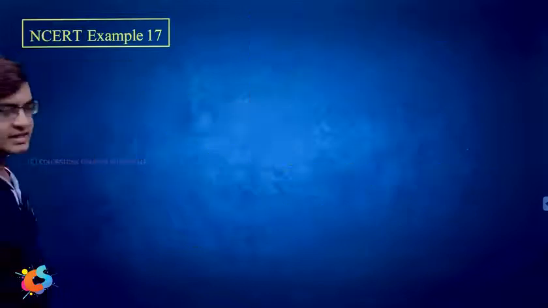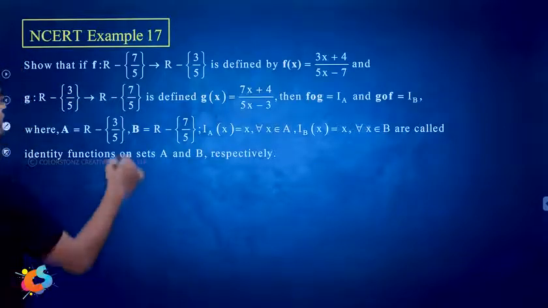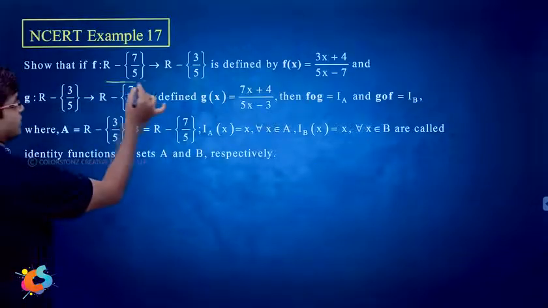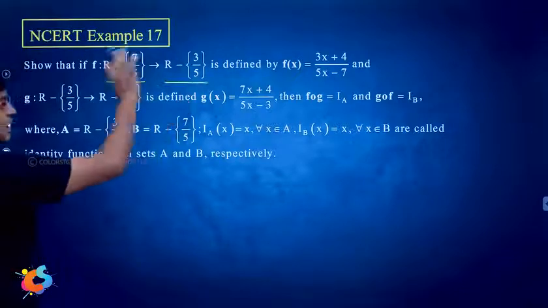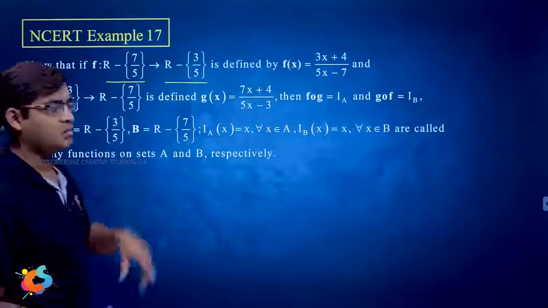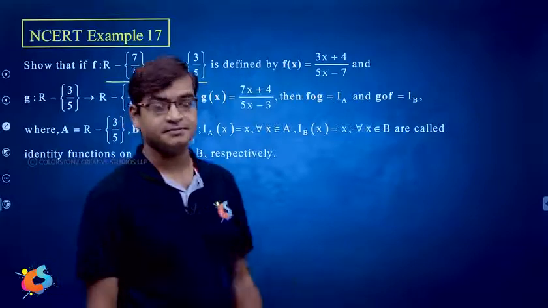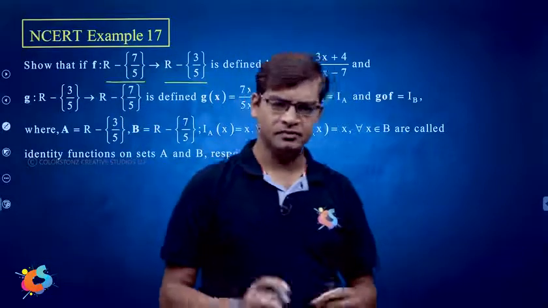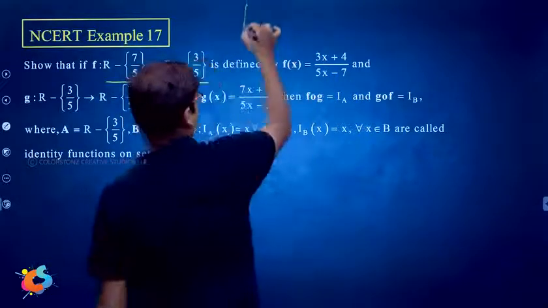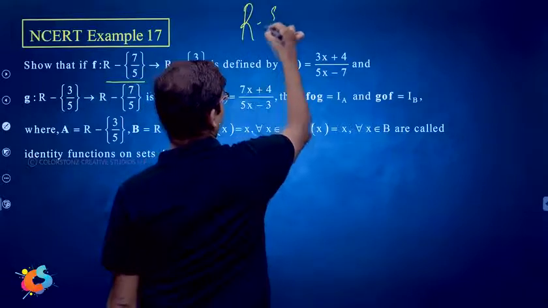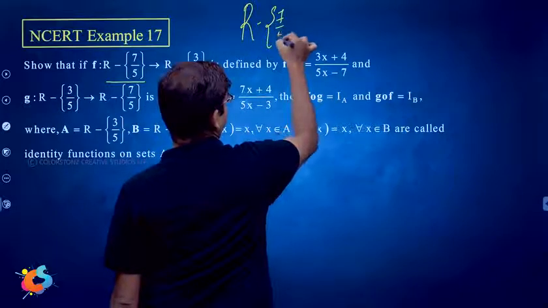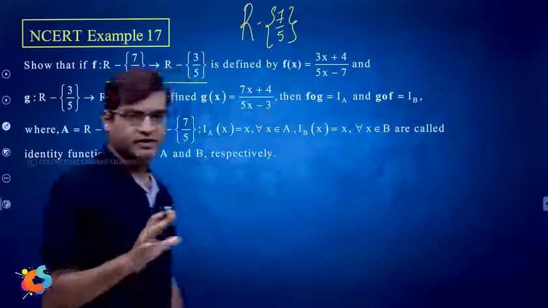So we understood what an identity function is. Show that if f is a mapping from some set to some set: R minus 7 by 5 is one set, R minus 3 by 5 is another set. Now what is R minus 7 by 5? Very simple. Out of all real numbers, if you remove only one real number, that is 7 by 5, then that also will be one set.